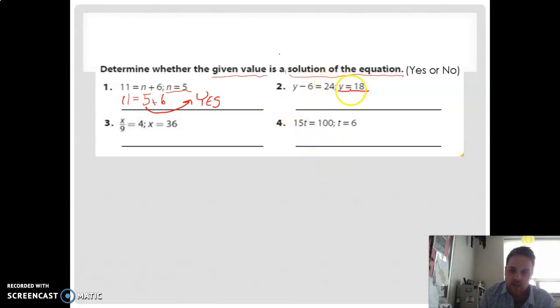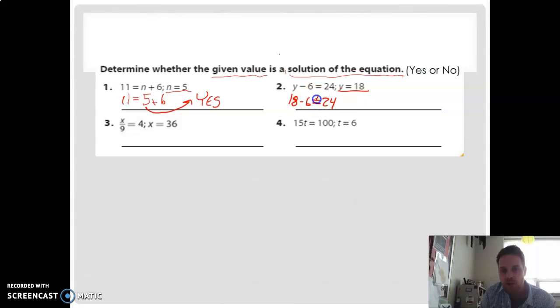In this case, if y equals 18, we're going to plug in 18 right here for y. 18 minus 6 equals 24. So is 18 minus 6 the same as 24? Is this expression equivalent to this expression? And the answer is no. 18 minus 6 is 12. 12 is not 24.